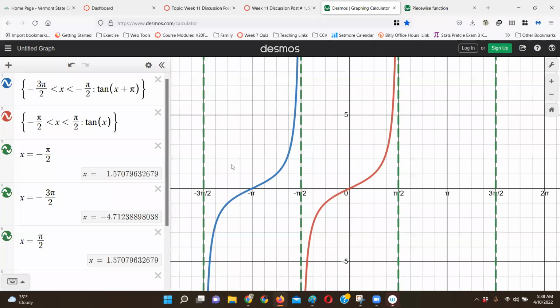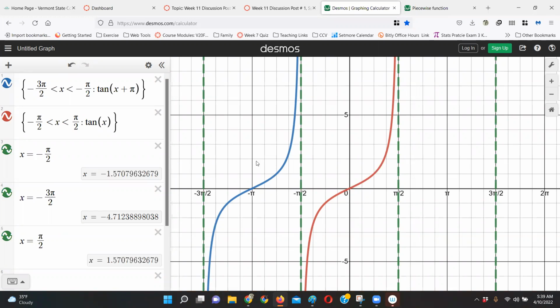Okay, so there's a couple of things happening with tangent. One thing you remember is that the period for tangent is pi units, and then that's when it repeats, rather than 2 pi with a secant or sine and cosine and secant, cosecant.